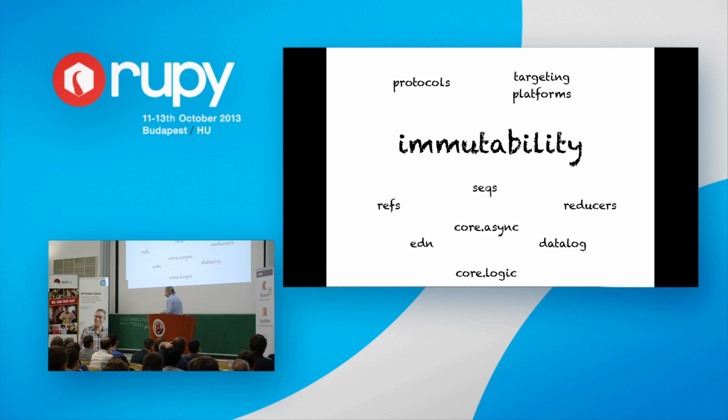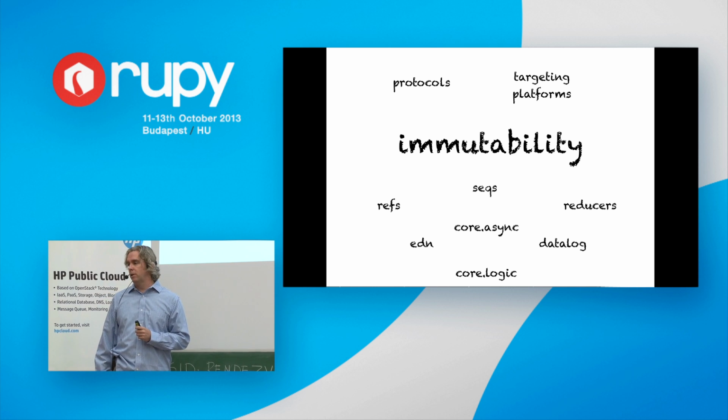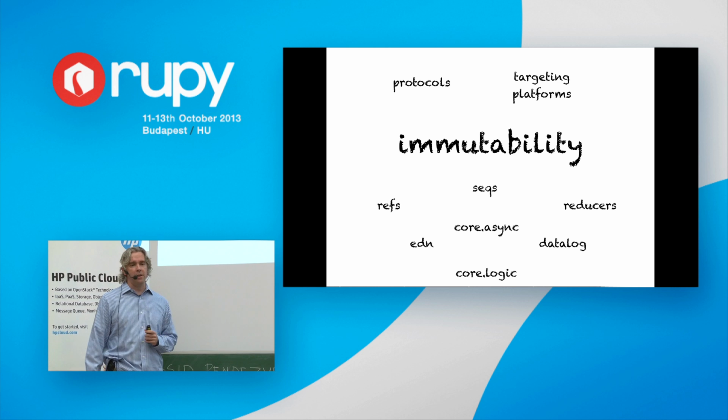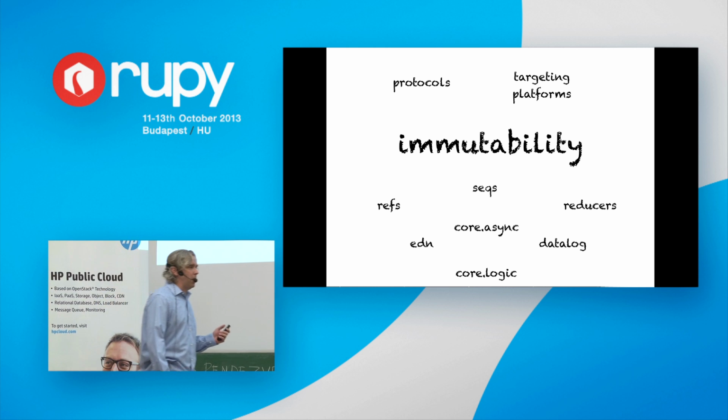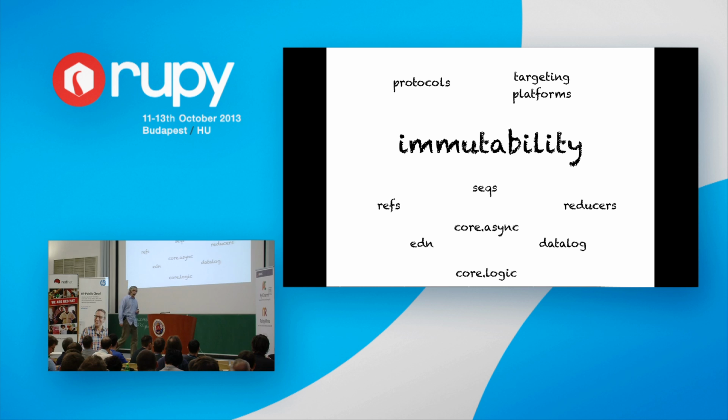So, there's 10 big ideas. If you look at the ideas that I've told you about today, then 2 of them, protocols and targeting different platforms like Clojure and ClojureScript, running in different places, are things that any language could take on, right? And have taken on, right? Other languages have these kinds of capabilities.